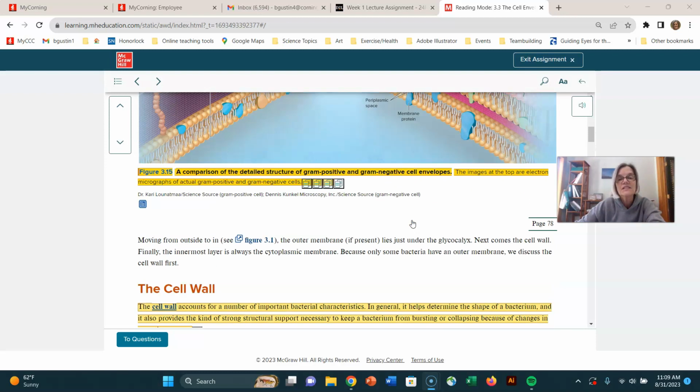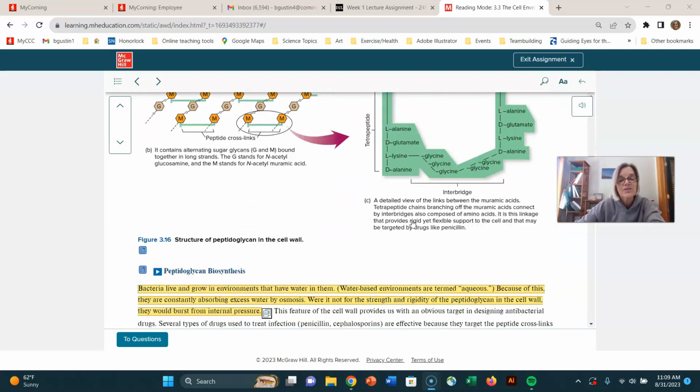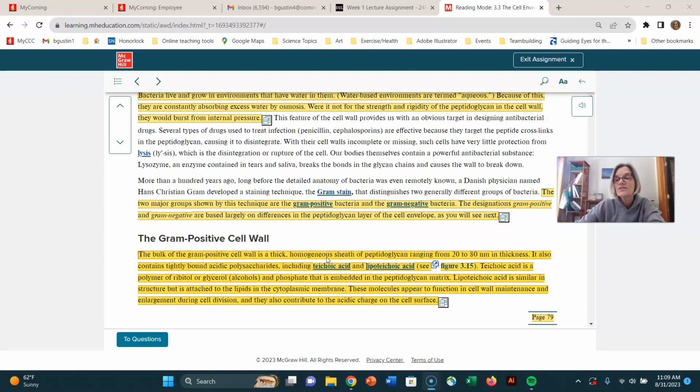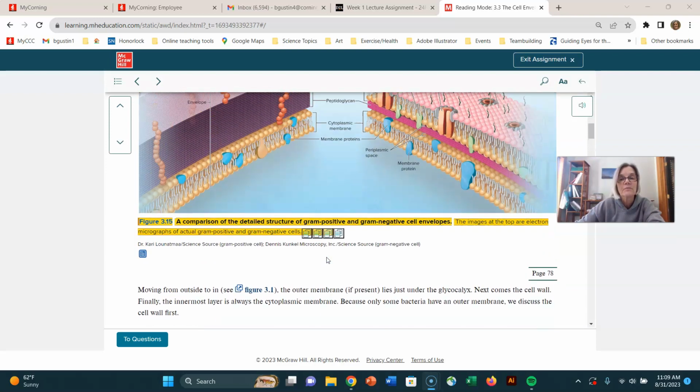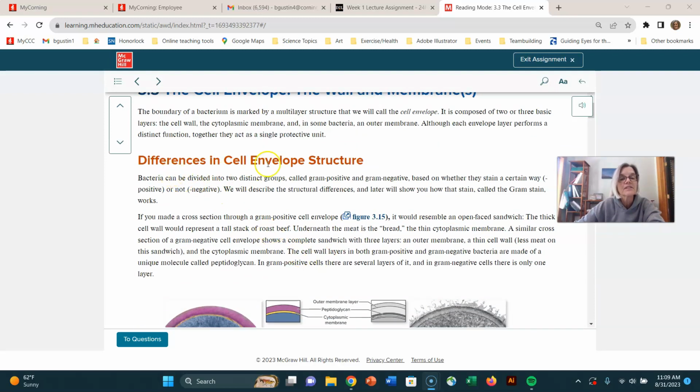In your objectives, it says discuss the difference between a gram-positive and a gram-negative wall, and the book starts going on about that down here. I think it's easier to talk about that with the pictures in front of me, so I'm going to go up here to these pictures. It says differences in cell envelope structure. There are actually two distinct groups of cell walls, not just envelopes, but the cell wall in particular. And they're called gram-positive and gram-negative.